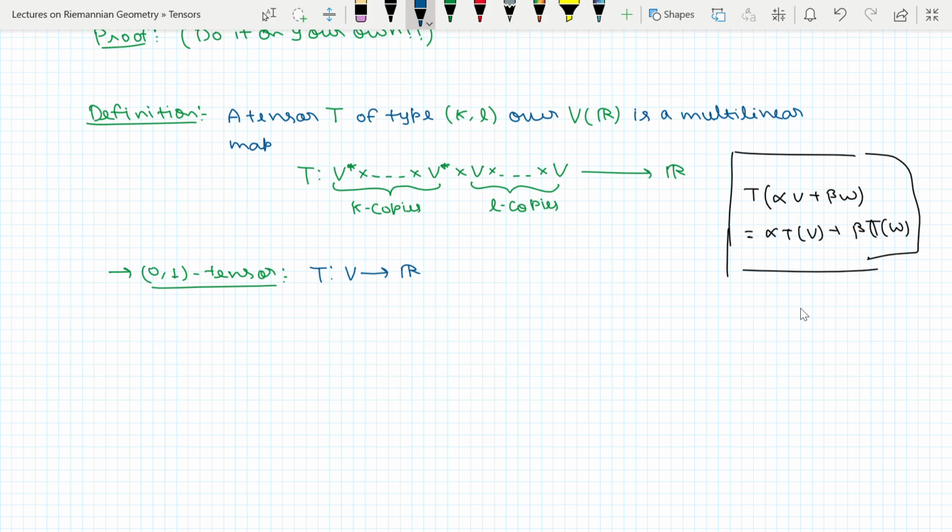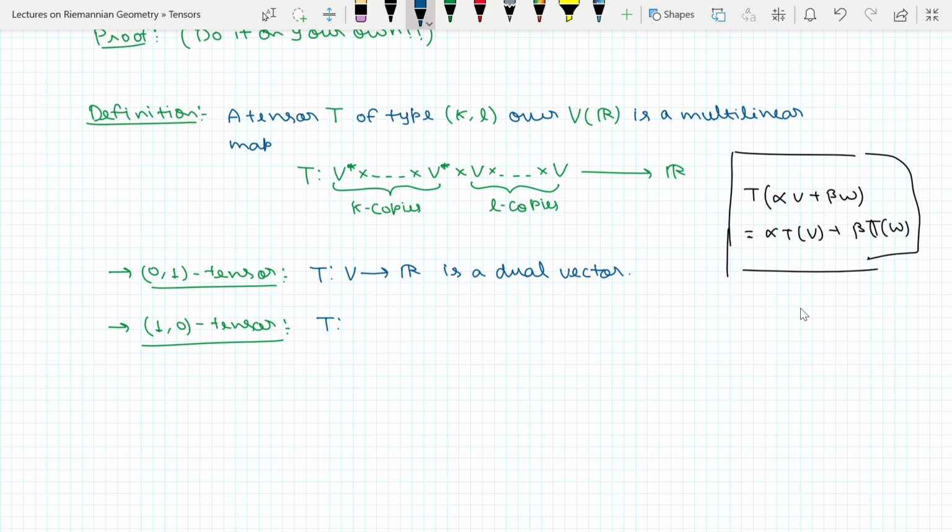You remember it? What is this? This is the element of the dual space going from the vector space to R. So this is nothing but a dual vector, or co-vector, or functional. So a dual vector or co-vector or functional is nothing but a 0-1 tensor. Okay, so now let's have a look at the 1-0 tensor.